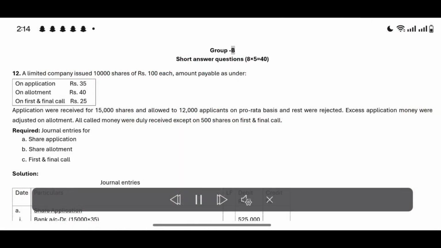Group B. Short answer questions. 8 times 5 is equal to 40.